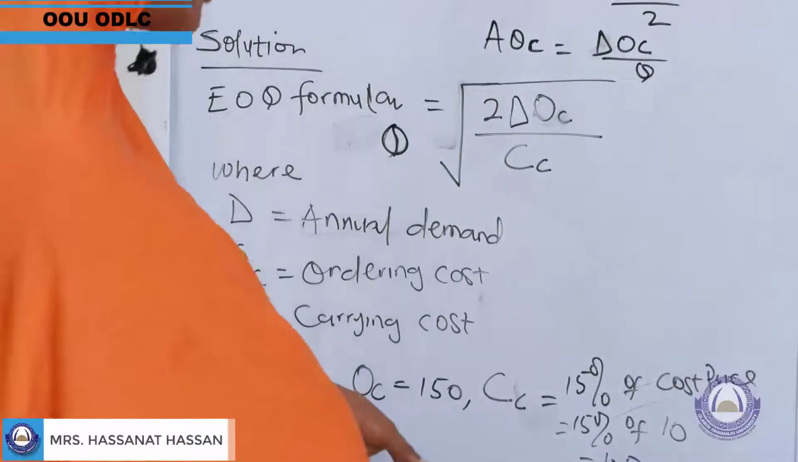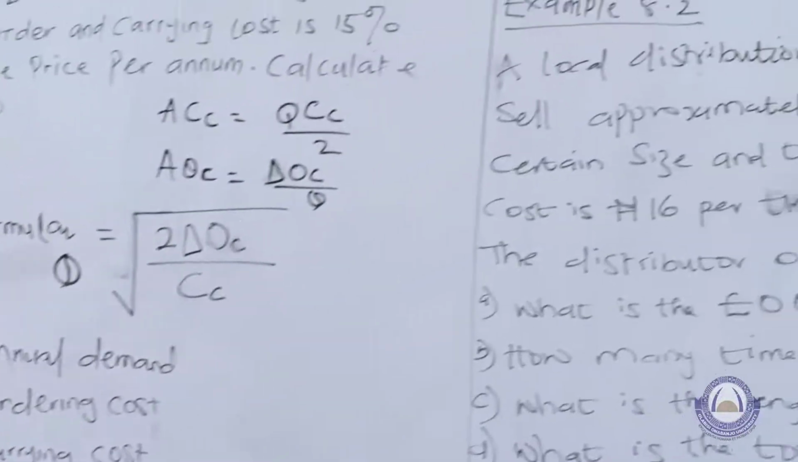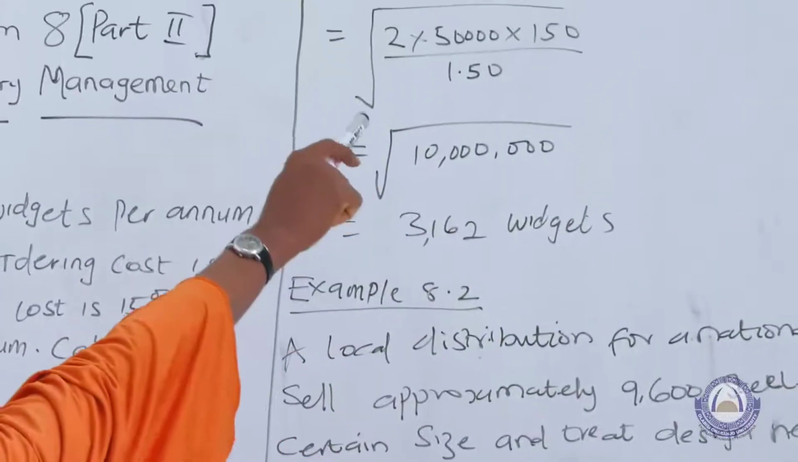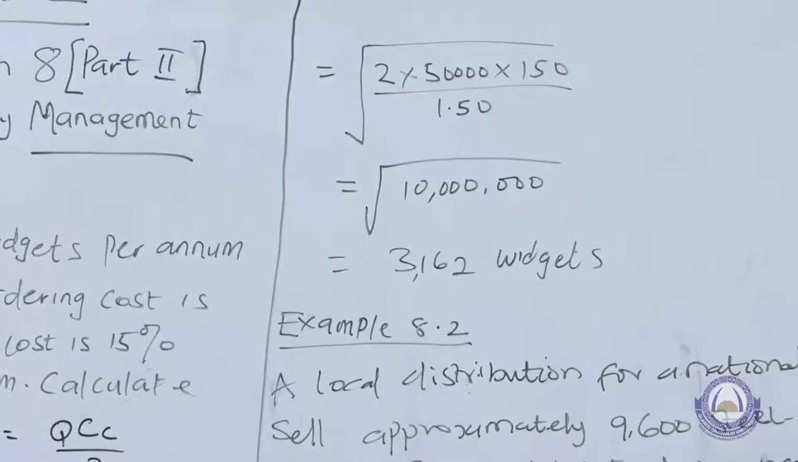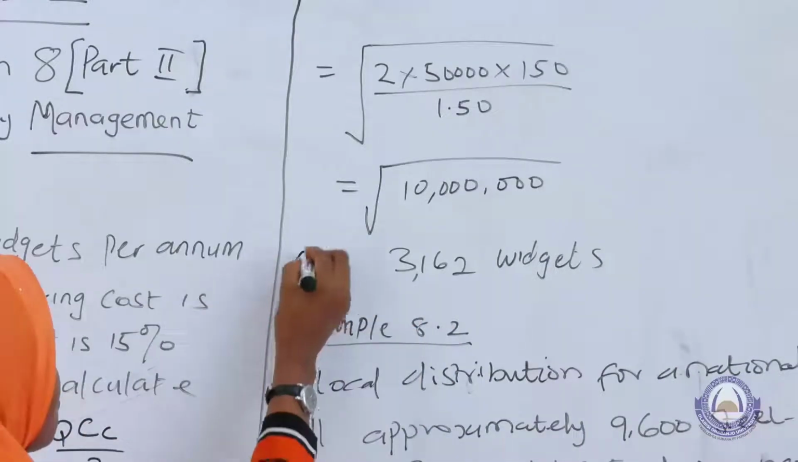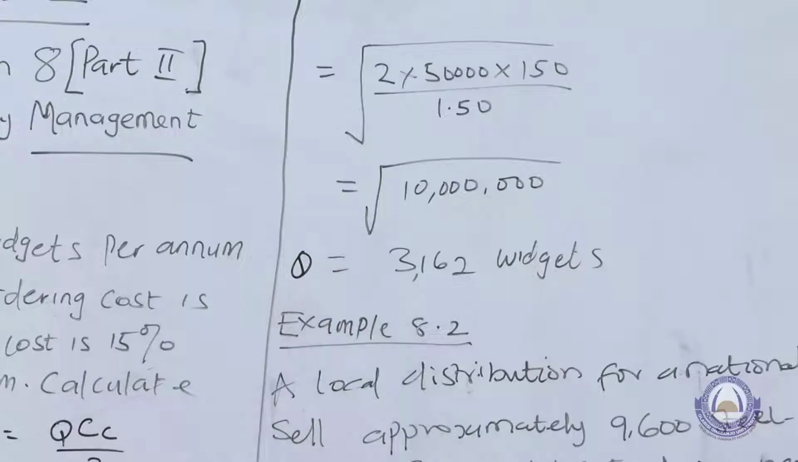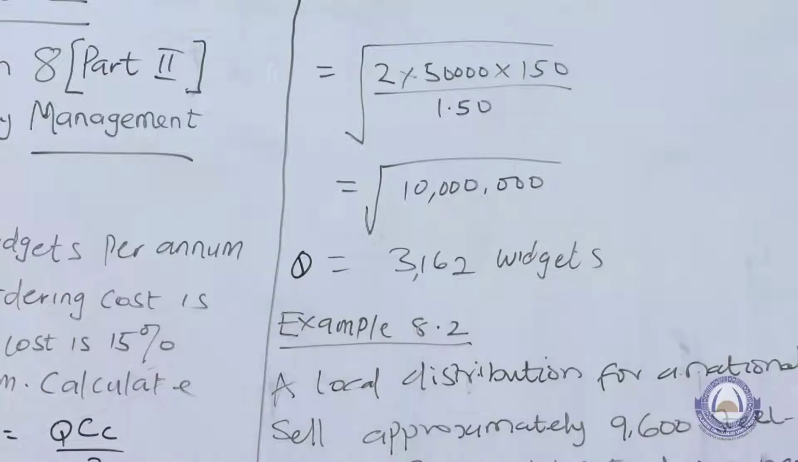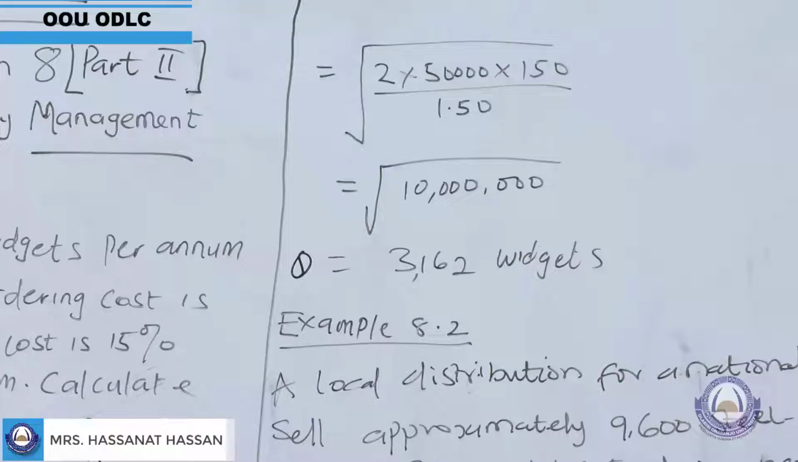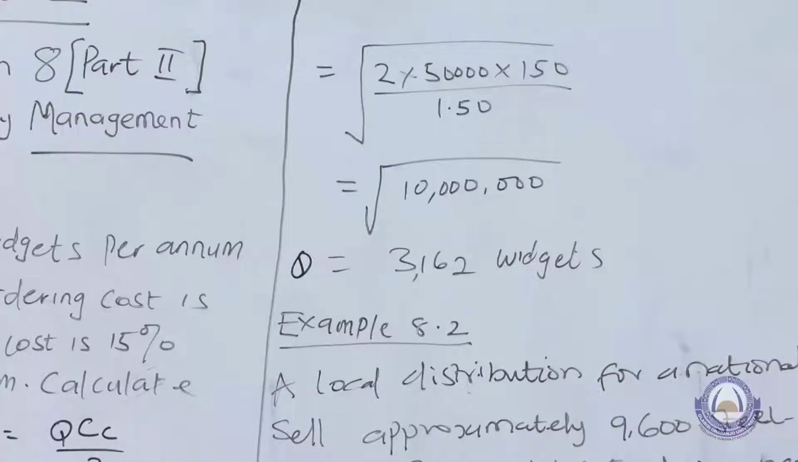So we substitute these values in the formula: the square root of 2 multiplied by 50,000 multiplied by 150, all over 1.50. At the end of the day, we have 3,162 units, or 3,162 widgets. So our Q equals 3,162 widgets. That's for illustration. In Example 8.1, we were to calculate the economic order quantity only.